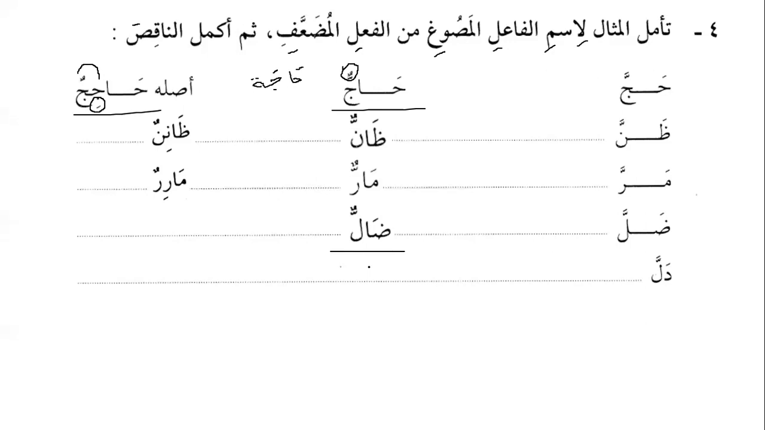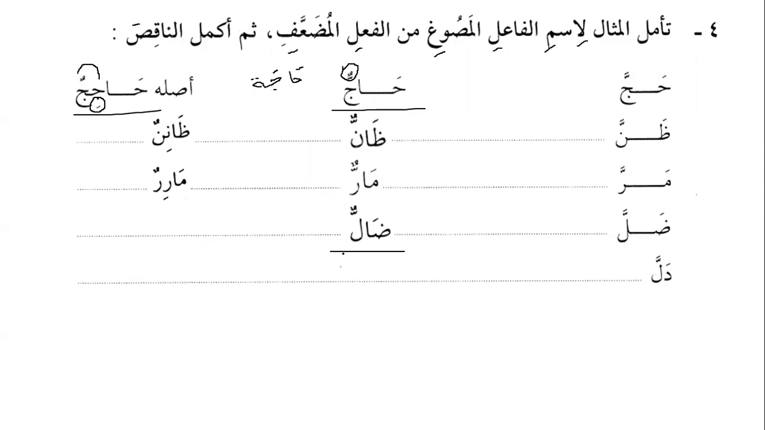So maghdub is on the pattern of maf'ul. غير المغضوب, maghdubi refers to the Jews, and ضالين refers to the Christians. Maghdubi is not on the pattern of ismul fa'il, but ضالين is ismul fa'il of dalla, exactly. Dallun, dallani, dalluna, dallina. It will come as dallina.